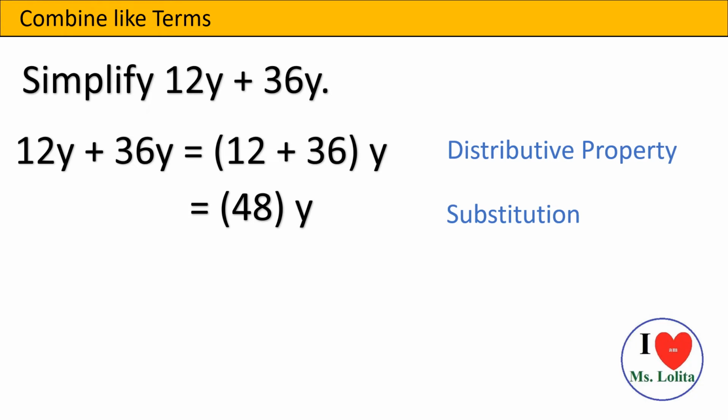We can work out first the expression inside the parenthesis. So, 12 plus 36 will give us 48. And we're going to substitute it in the equation, which will give us 48 times y. To simplify it, we can just remove the parenthesis symbol, and it will give us 48y. It is easy, right?